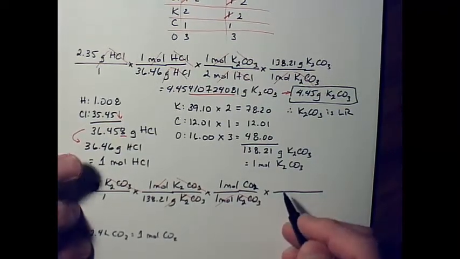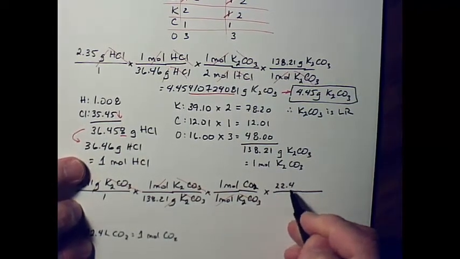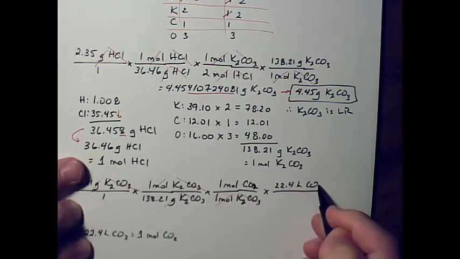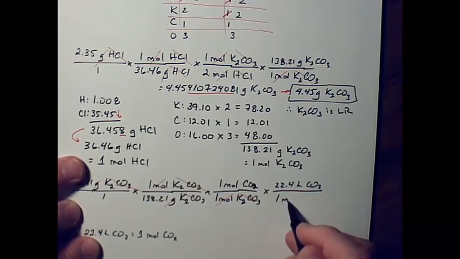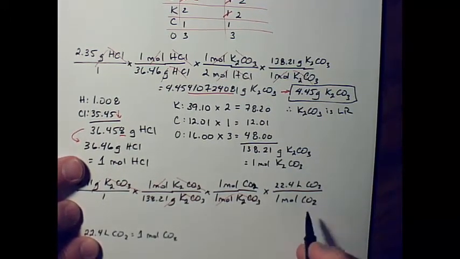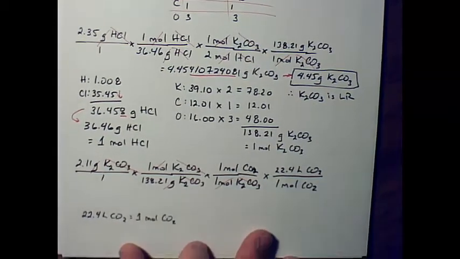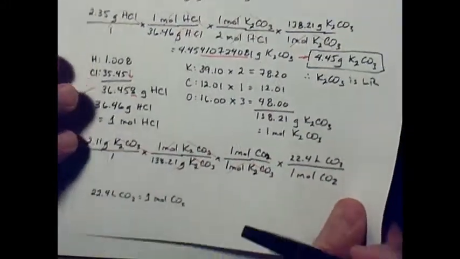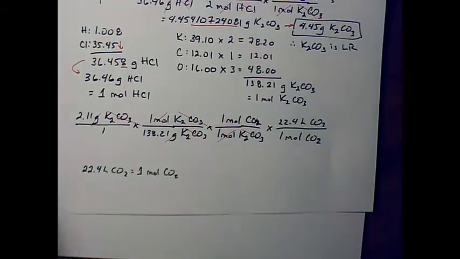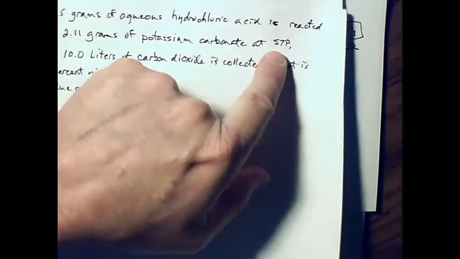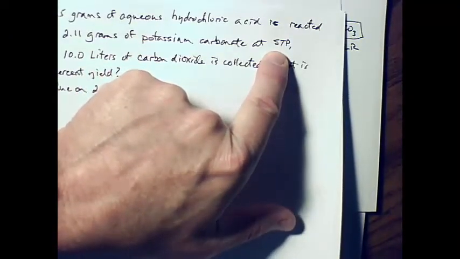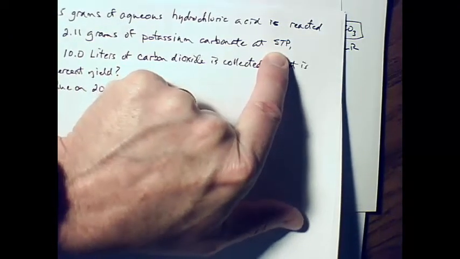All right, so we want 22.4 liters of CO2 and 1 mole of CO2 on the bottom. Now, it's really important to be careful that this ratio, this equality, only works as long as the gas is at STP, which is standard temperature and pressure, and the problem says everything is at STP. So we can use this ratio so long as we are at STP.